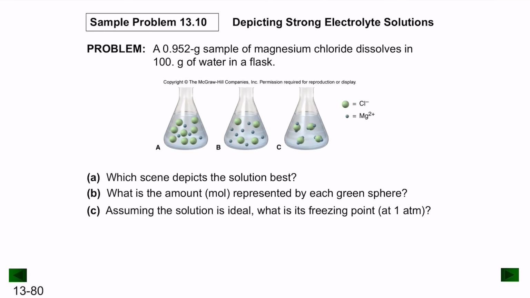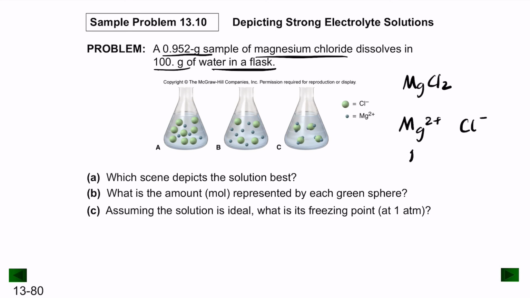Now, let's take this example here. You have a 0.952 gram sample of magnesium chloride dissolved in 100 grams of water in a flask. Which scene depicts the solution the best? So let's take MgCl2 first. Magnesium chloride is MgCl2. When it dissociates, you get Mg2+ and Cl minus. So there is one for every magnesium. There should be 2 chlorines.